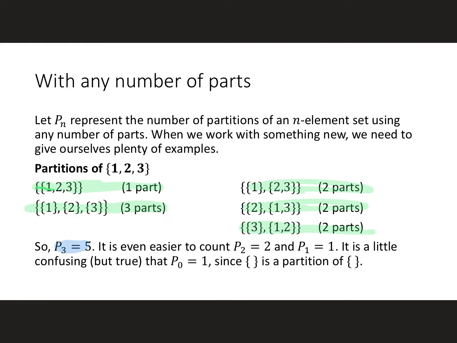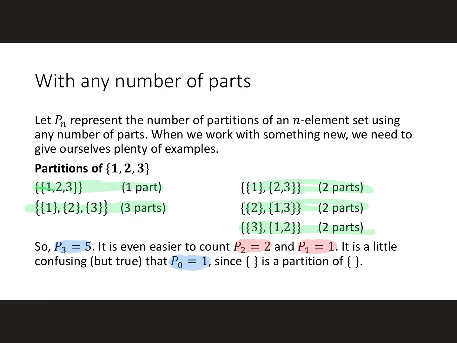The smaller cases are easy, like P sub 2 equals 2. There's only two ways to partition a two-element set. I invite you to see if you can see what they are. Even dumber is a one-element set. The only way to partition a one-element set is by just making that one element be in a part by itself.